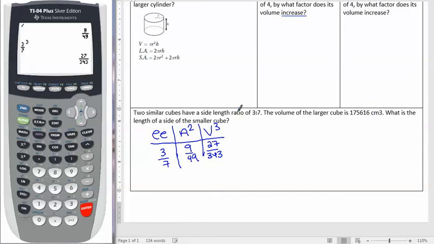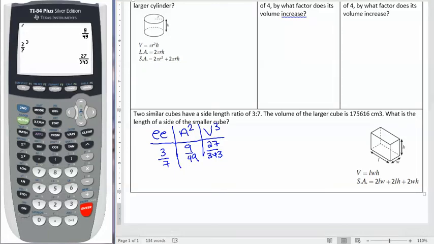So first of all, how do I find the volume of a cube? I brought up the formula from the formula sheet, and what's so special about a cube is that all the sides are the same. So it would be side times side times side, or side cubed. So if I look, the volume of a larger cube, so I can find the volume of the smaller cube by using my proportions. 27 over 343 equals, the larger one is on the bottom, 175,616, and I'm looking for the volume of the top one. So from here I'm going to cross multiply.